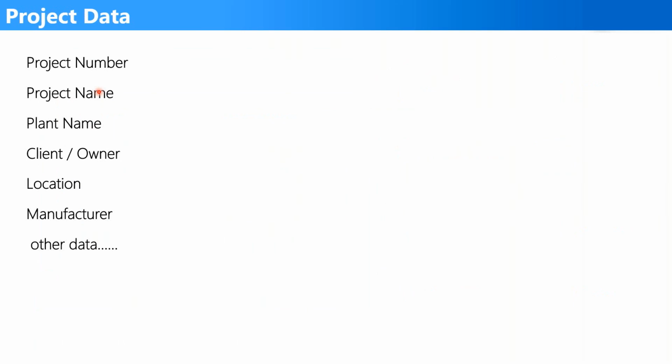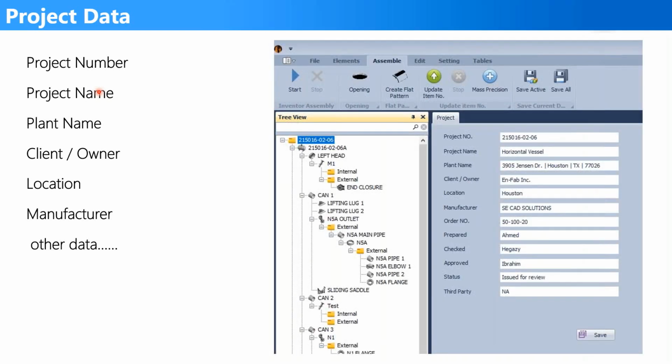The project data. Project data will be separated into 3 different levels. The first level, which is the project level, is the first node here. At the project level, you will define the project information like project number, project name, plant name, client, location, manufacturer, order number, and some other information. After defining it, you can click on Save to save this information for your project.